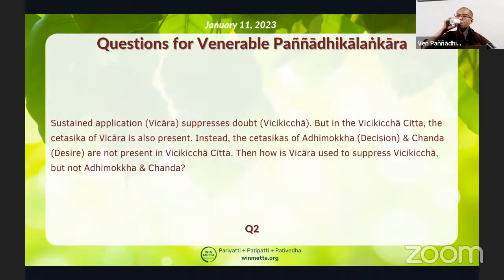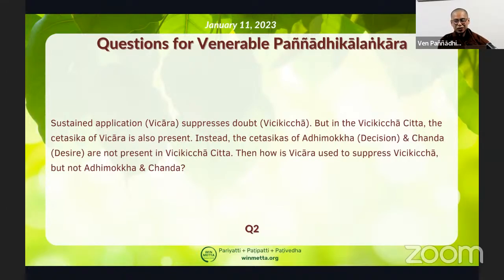Thank you, Sayadaw, for answering the question. The second question we have for today is: sustained application, vicara, suppresses doubt, vicikiccha, but in the vicikiccha citta, the cetasika of vicara is also present. Instead, the cetasikas of adhimokkha, decision, and chanda, desire, are not present in vicikiccha citta. How is vicara used to suppress vicikiccha, but not adhimokkha and chanda?